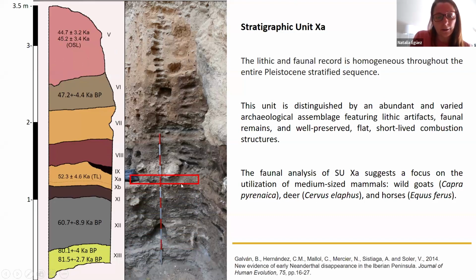Because this layer is very rich in lithics and faunal remains, but also, very interestingly, combustion structures. This is a very intense occupation of the site in this moment, so that's why we wanted to look at it in this time period. What were the activities of the humans in this site related to prey selection? So the faunal analysis of this concrete layer focuses on medium-sized mammals, especially wild goats, deer, and horses.